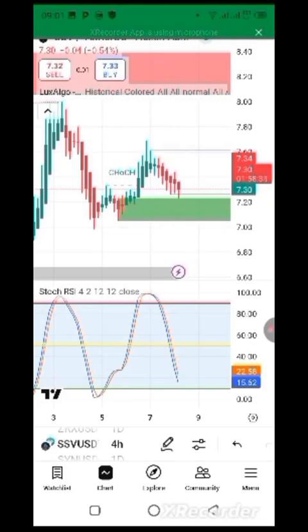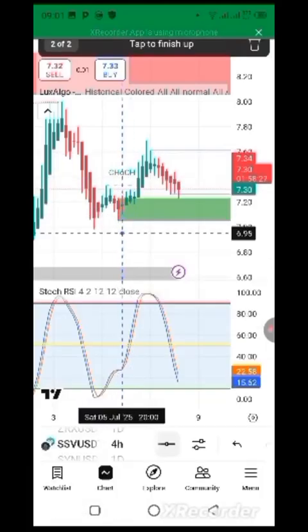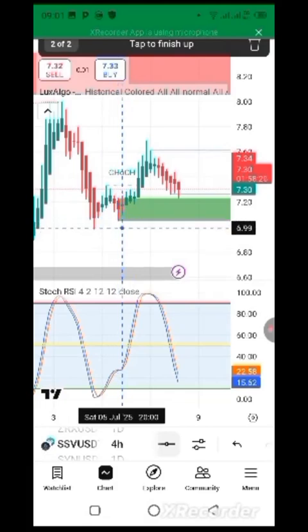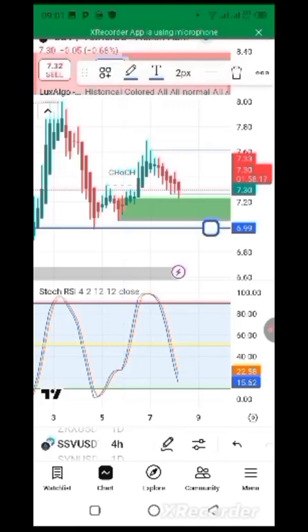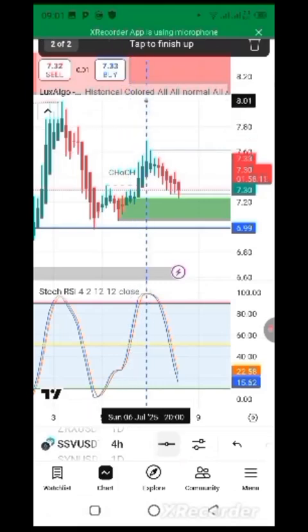You can set the previous lower low. Come here, draw a horizontal line there. Come to the lower low. The lower low is here. The previous lower low is here. And then look for the most recent previous higher high, which is here.